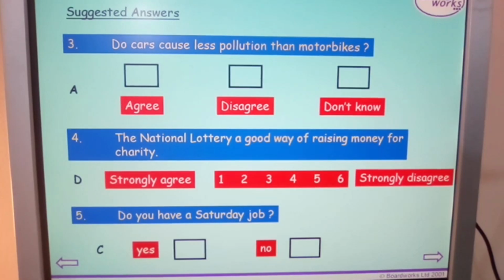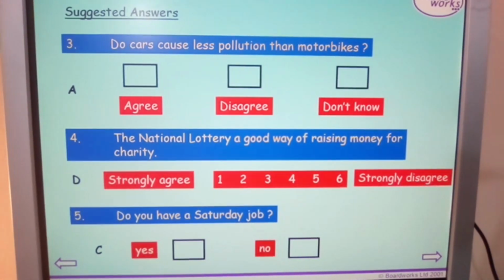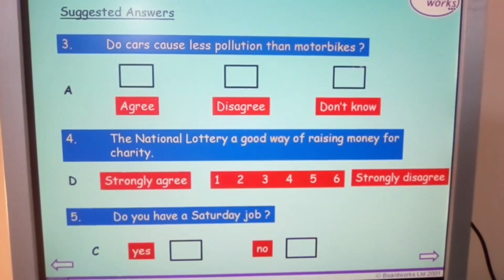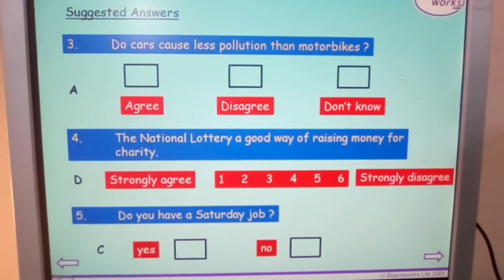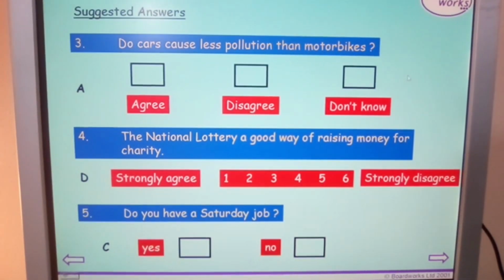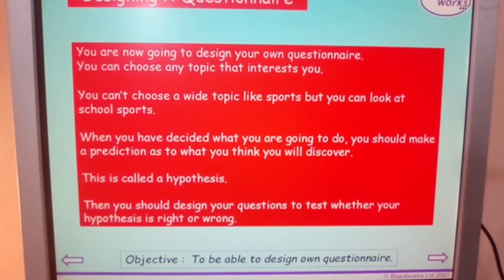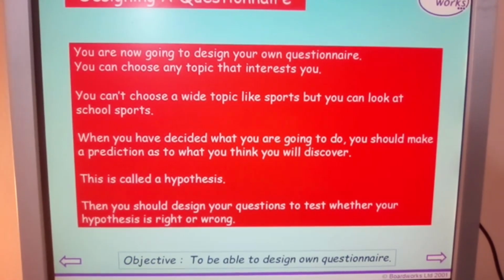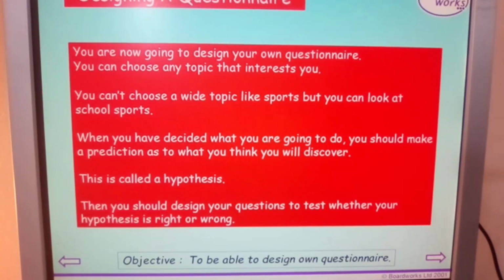You can see here all we're doing now is giving you ideas as to how data collection can be done and your question can be put into place to be more effective, and work for you. Design a questionnaire. You are now going to design your own questionnaire. You can choose any topic that interests you.